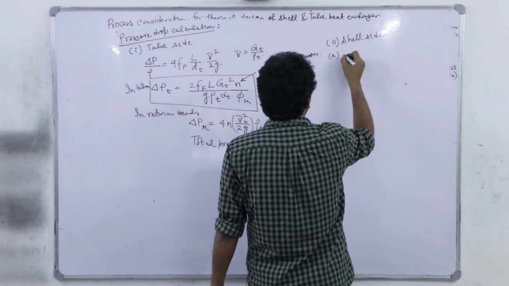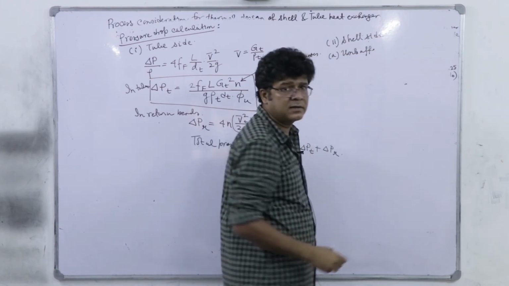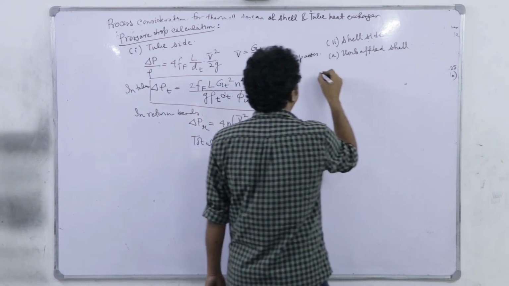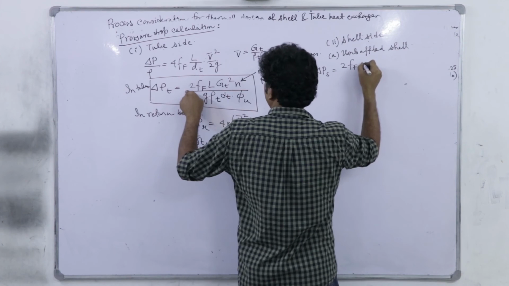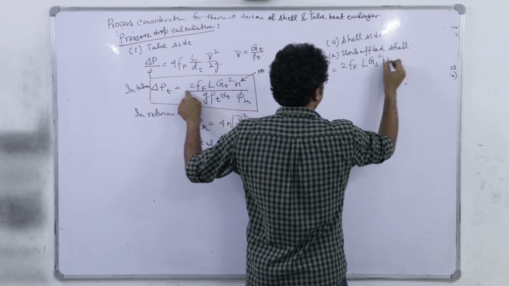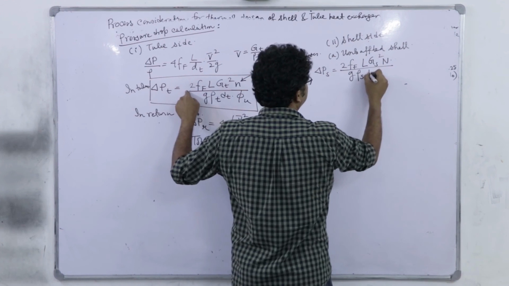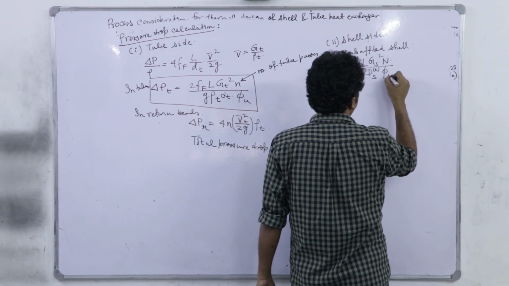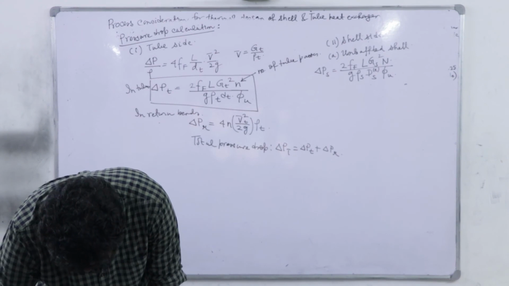So, first in the shell side we can think of an unbaffled shell, which is obviously hypothetical. Right. So, here delta P_s similar to this is 4 into 2f L into G_s square into capital N, the number of shell passes, into g rho_s into d_s equivalent into phi_t.